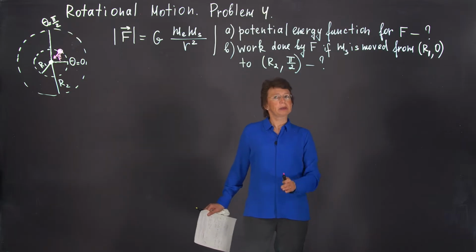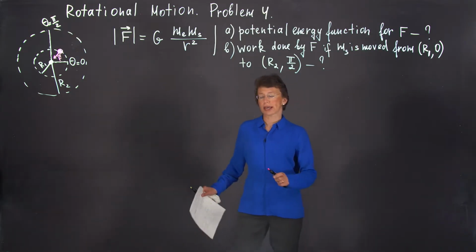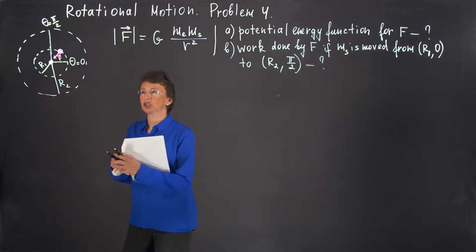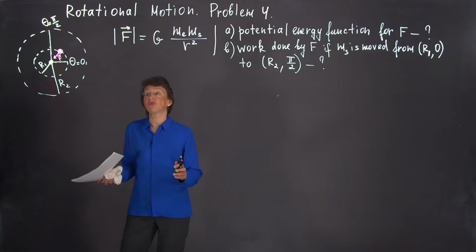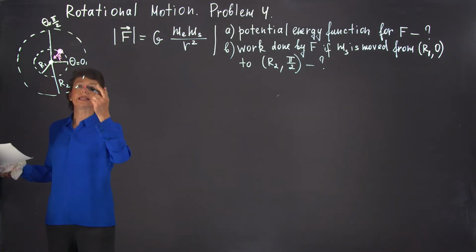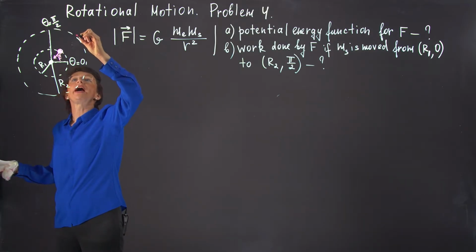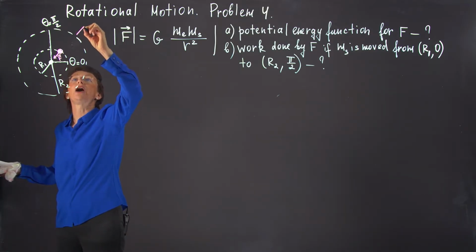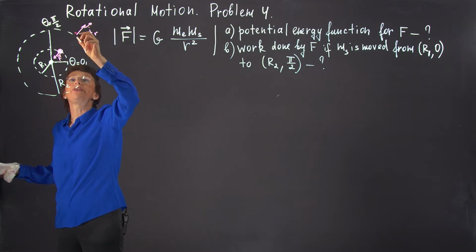Step by step. Let's start with the potential energy function for the force F. What is the potential energy function? Which formula to use? We already covered the potential energy function. Now we work with polar coordinates. That's the difference. So let's introduce our coordinate system. What is it? Remember, we have always IR out of the circle. This is IR. Then I theta will be tangential.